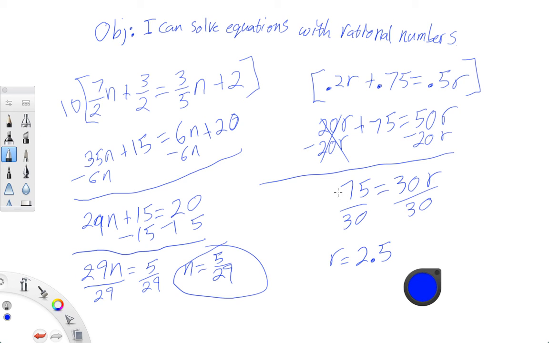I just know that 30 goes into 60 twice, and that would leave me with 15, and 15 is half of 30. So 2 and 15 over 30, which is 2.5. So r is 2.5. Okay, and I will try and put up one more video, one more example of this as well.